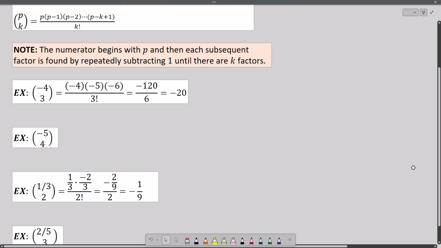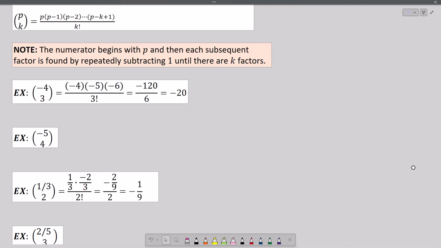So we now can do a negative number for p. Because if the numerator is just repeated subtraction by 1, it doesn't matter. It doesn't have to be positive. We can do repeated subtraction by 1. And the pattern was, okay, let's do repeated subtraction by 1 in the numerator until we have 3 factors. And in the denominator, we're only going to have that lower number factorialed.